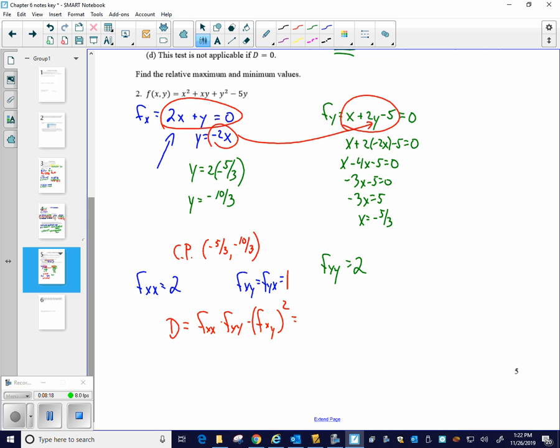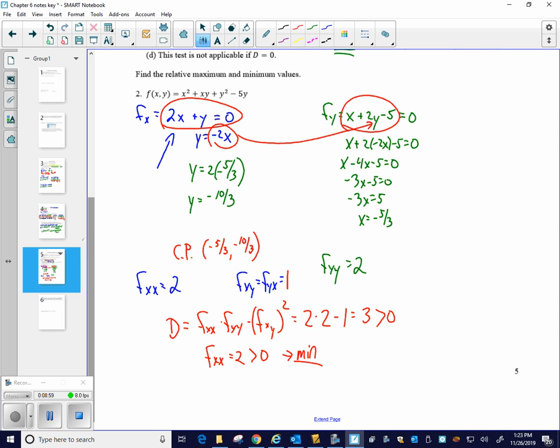So let's see what we get. Well, fxx is 2, fyy is 2, minus fxy, which is 1 squared, that's 1. So 4 minus 1 is 3. That is greater than 0. And since this is greater than 0, I'm going to have a max or a min according to the criteria above. We just have to figure out which one it is. Well, what tells us that is the sign of fxx. fxx is 2, which is greater than 0. So really that means it's opening up. So that means that we have a minimum.